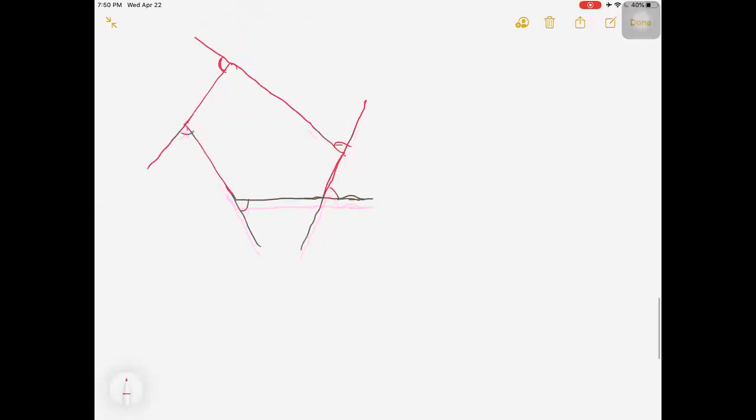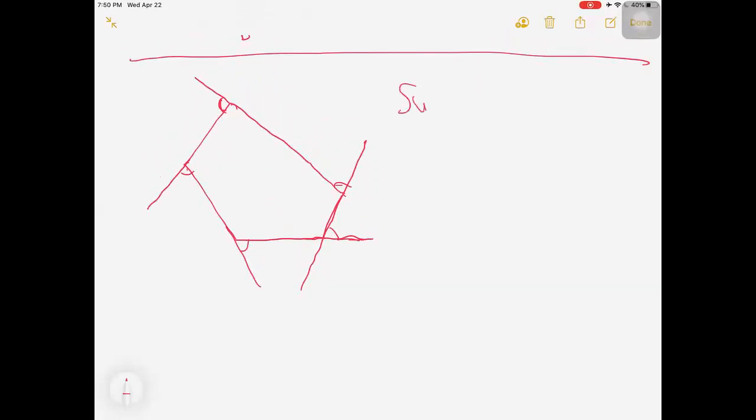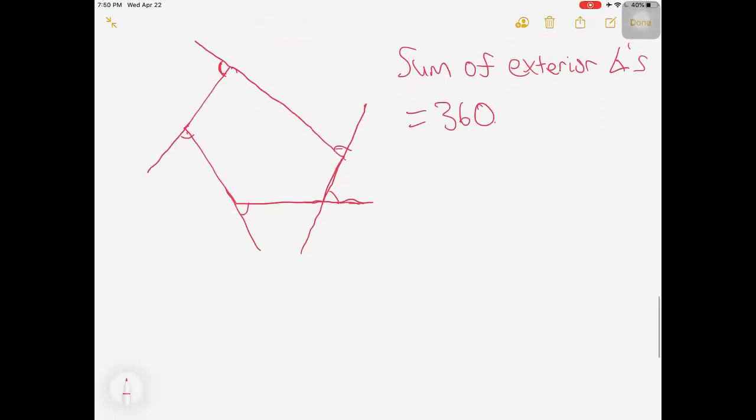So there's a nice formula that says the sum of exterior angles is always equal to 360. No, not all the angles have to be equal. It can be any polygon that's convex. I'll show you a few clever proofs of this, which is pretty cool.